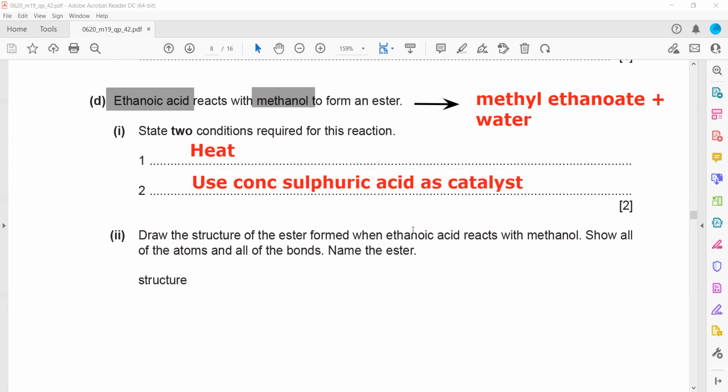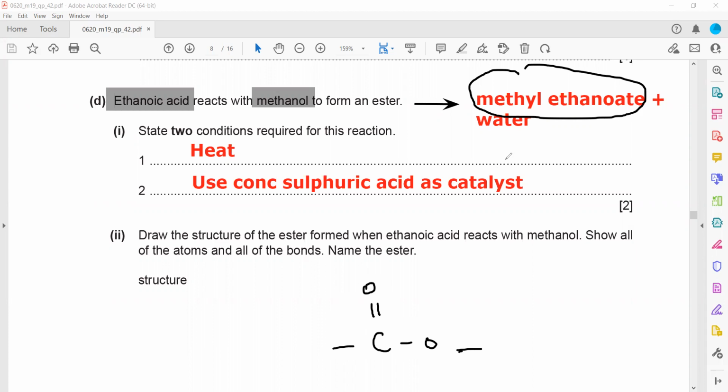Then draw the structure of an ester formed when ethanoic acid reacts with methanol. Show all the atoms and all the bonds and name the ester. So the ester which will form here will be methyl ethanoate. How to draw the structure of the ester? First we will draw the carbon C double bonded with O, and O. That is the first thing.